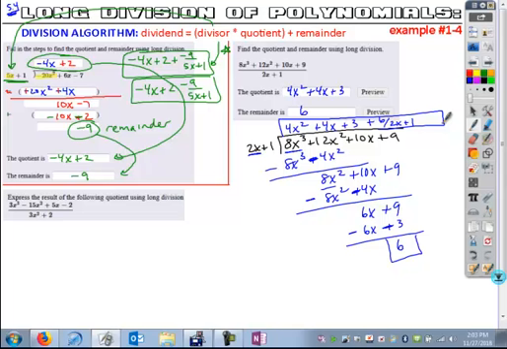Okay, so what I want you to do for this last example is see, can you do the same thing when the first term's not a single degree term, but a double or a second degree term? Can you go through and solve the same thing if your divisor is a second degree term?